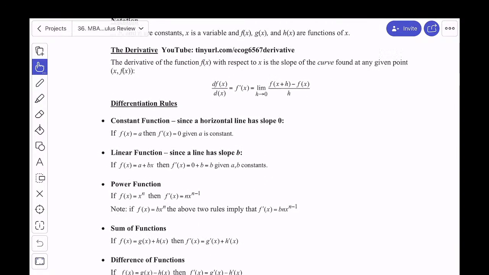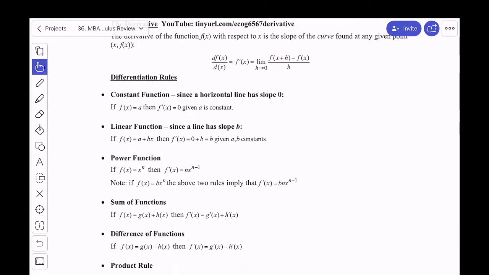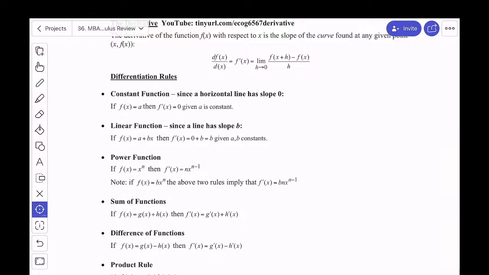I'm not going to do anything elaborate. If I ask you on the final test to differentiate, I'll probably just give you the derivative. I won't ask you to differentiate, but I want you to know what a derivative is, okay? So notice there's different types of rules for different types of functions. So this is the first one here.